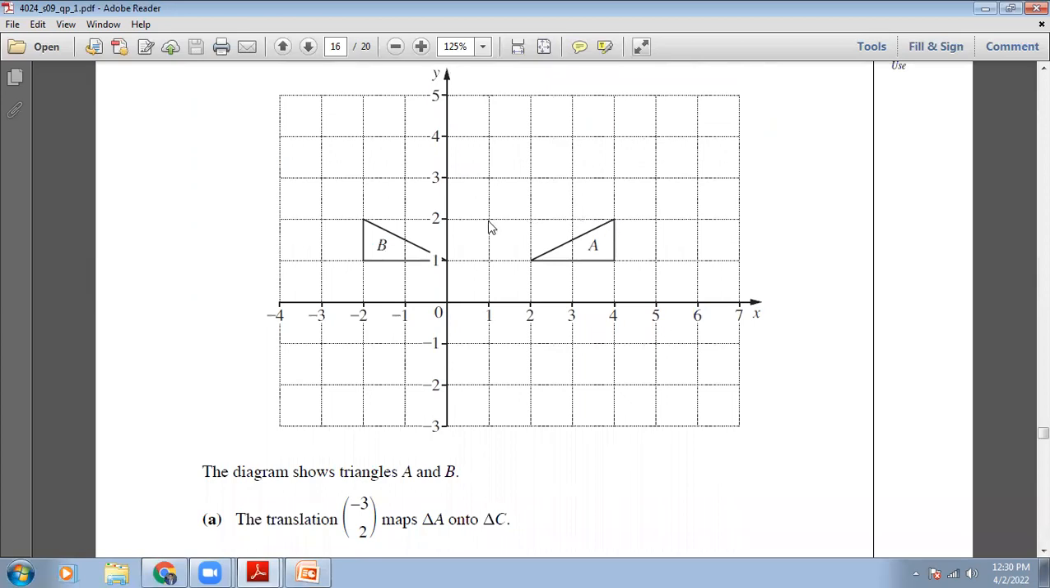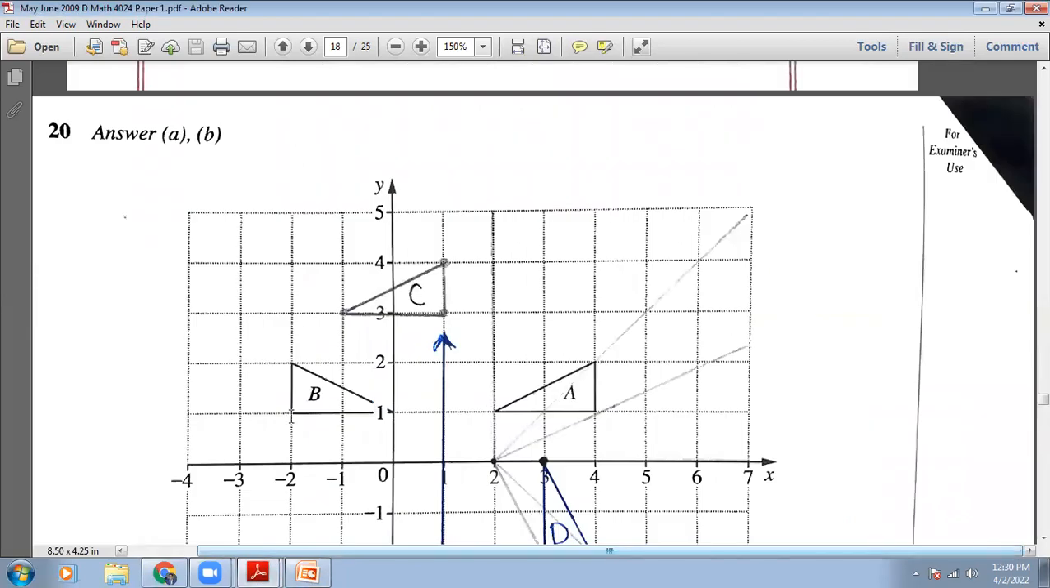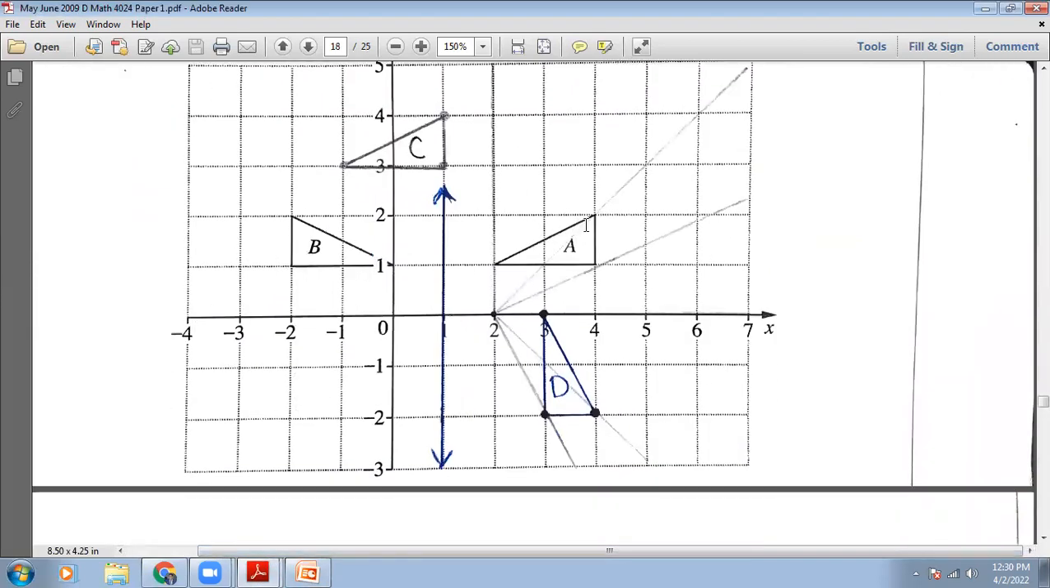So we will move 3 steps to the left, and then we will go 2 steps upward. So move all the 3 vertices of this triangle A, 3 steps to the left, then 2 steps up, and you will get the triangle C. So here you can see I moved 1, 2, 3, 1, 2. So you get this triangle. Okay, so this is how you move for the translation.